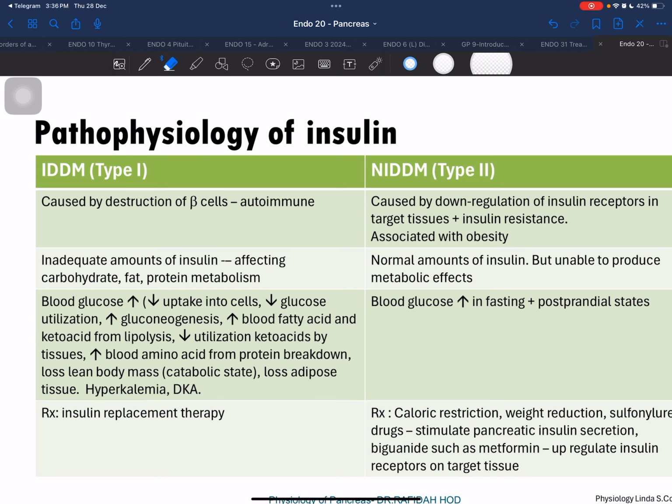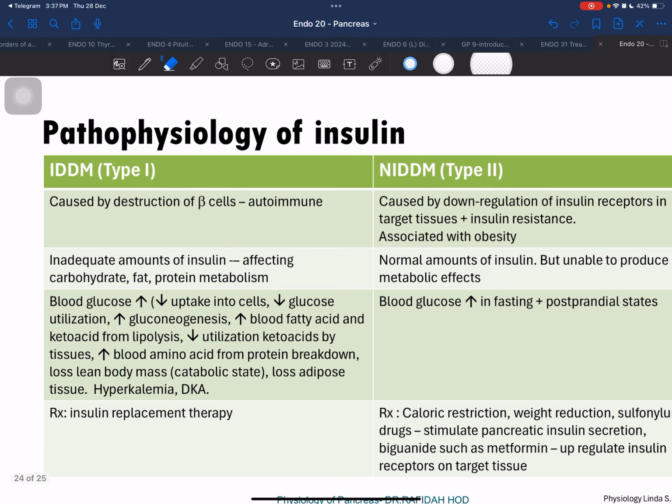So you have type 1 and type 2. This is not the full explanation because I think it's in Peto. Type 1 is usually in juvenile, but there are also cases which develop later. Juvenile means it develops in children, not adults. So IDDM means insulin dependent diabetes mellitus, or type 1. And NIDDM means non-insulin dependent diabetes mellitus, or type 2. Okay, kencing manis. So the main difference is the cause.